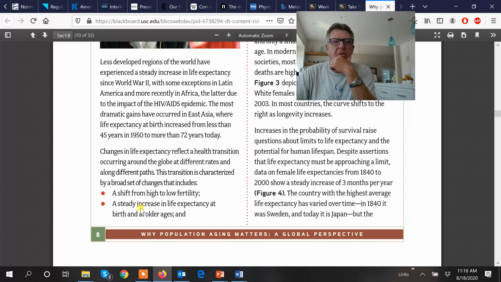You see the steady increase in life expectancy at birth, and you couple that with low fertility. Nobody's making babies. I was the prime example. Some of you probably won't even do it at all, because it's just so financially difficult.